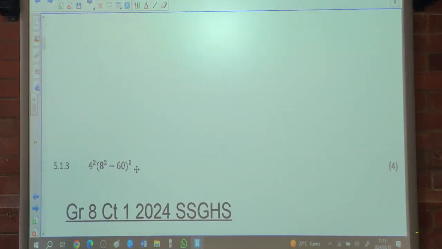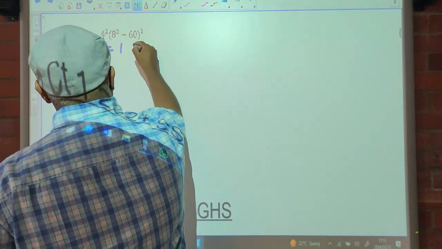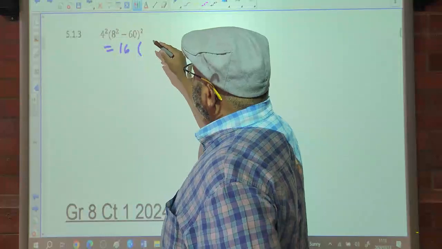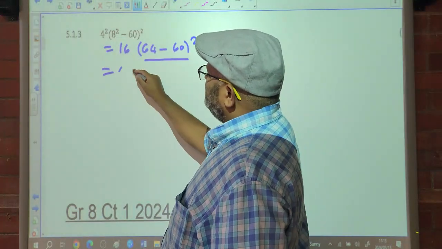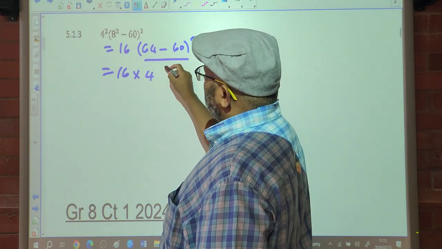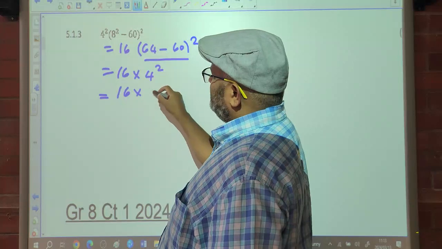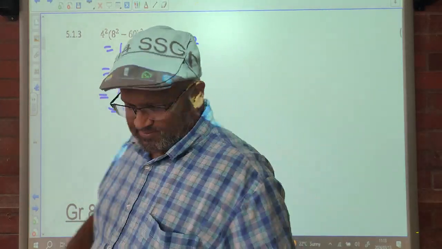Another bell rings. Let's wrap this up quickly. 4 squared is 4 times 4, 16. 8 squared is 64 minus 16 squared. Brackets first. So 16 times 64 minus 16, 4 squared. What is 4 squared? 16. Which is 256. Yes.